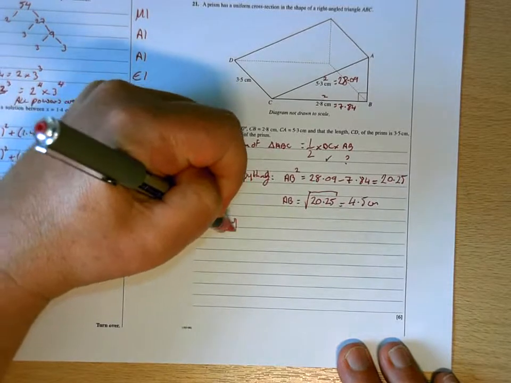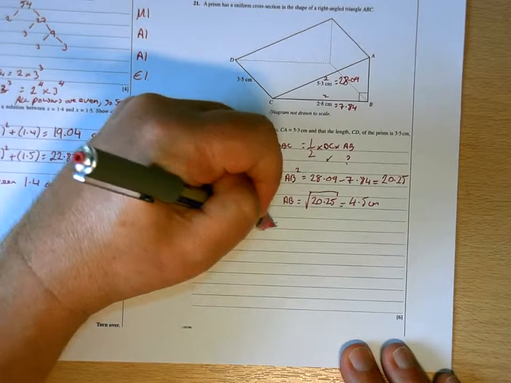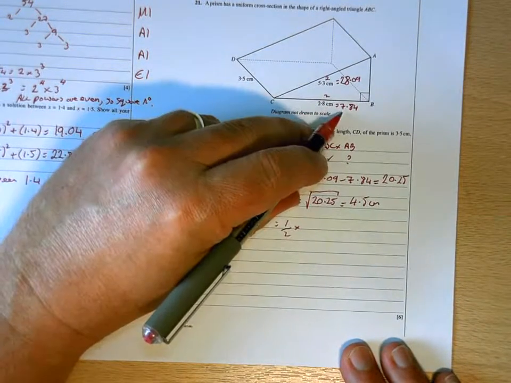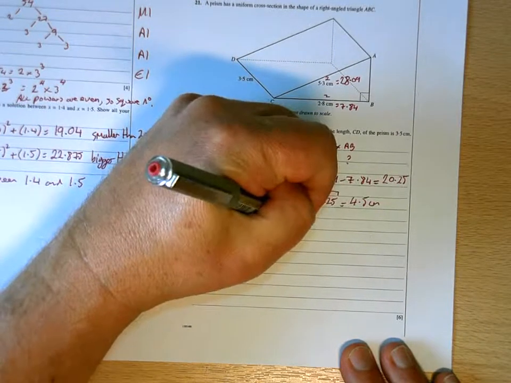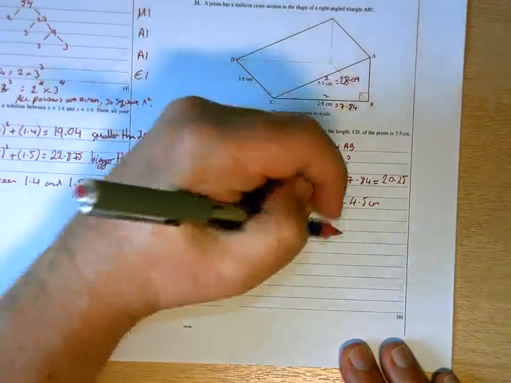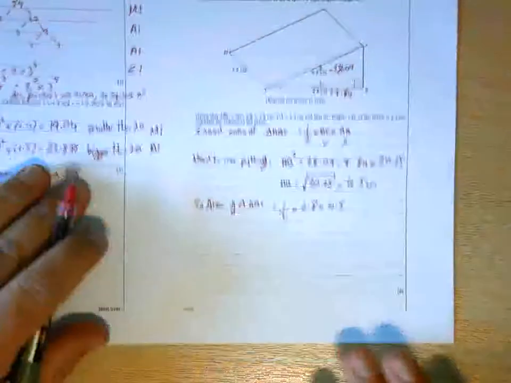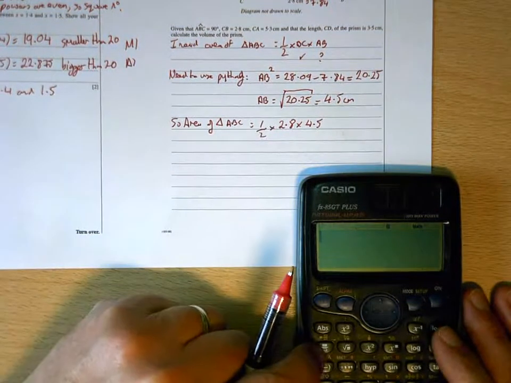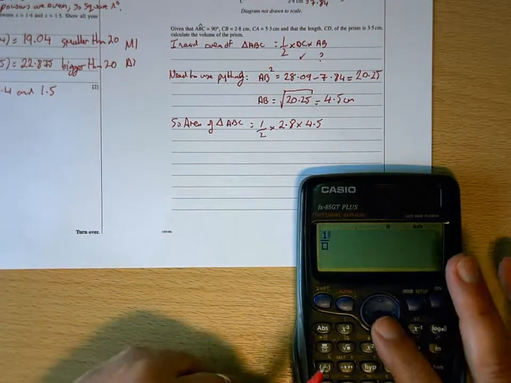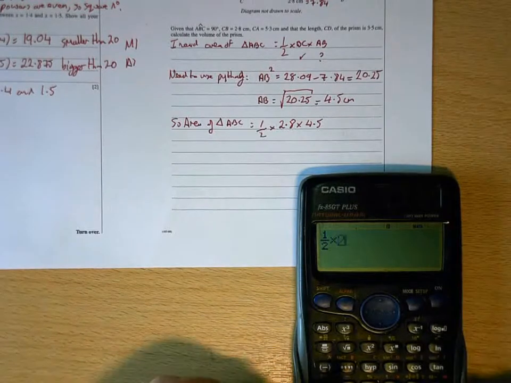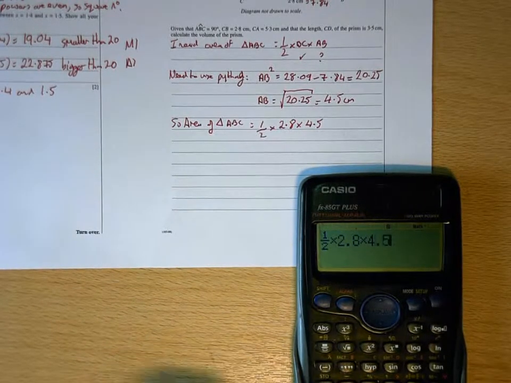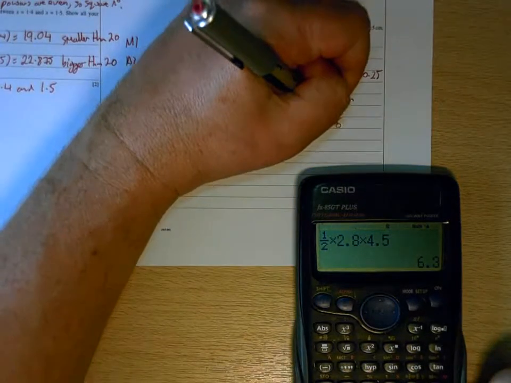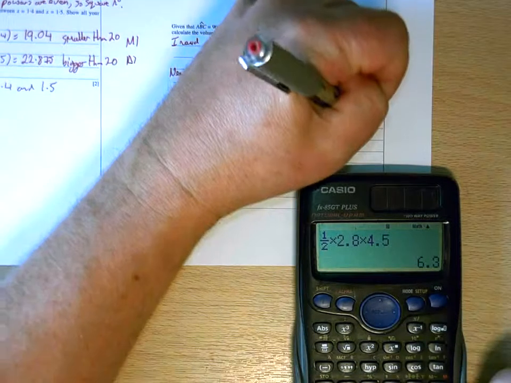So area of triangle ABC is a half times the base, which is 2.8, not the squared, 2.8, times the height, which is 4.5. And again, with the snazzy calculators, I can write that exactly as I see it. Fraction button, half times 2.8 times 4.5, 6.3, and the units would be centimetres squared for area.